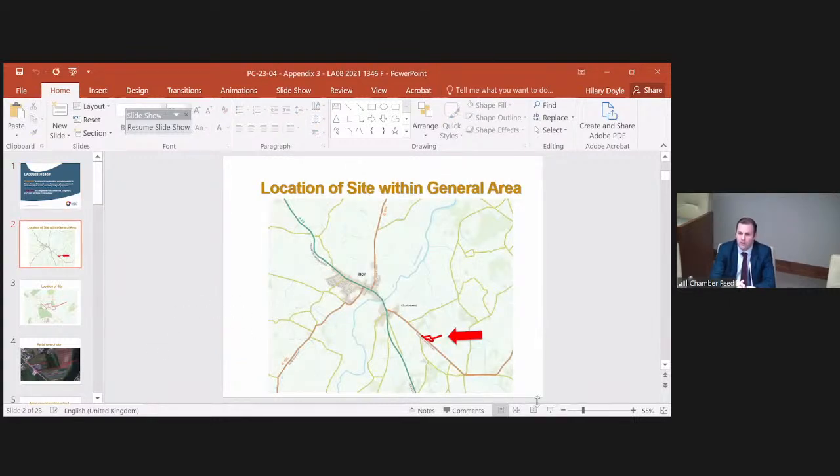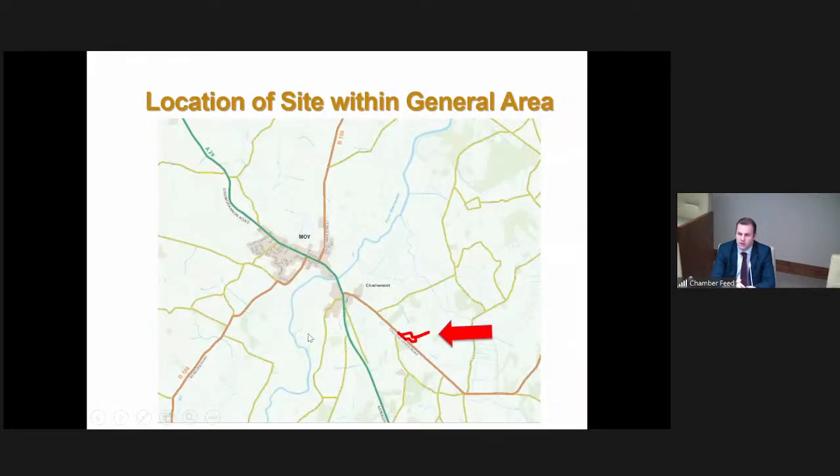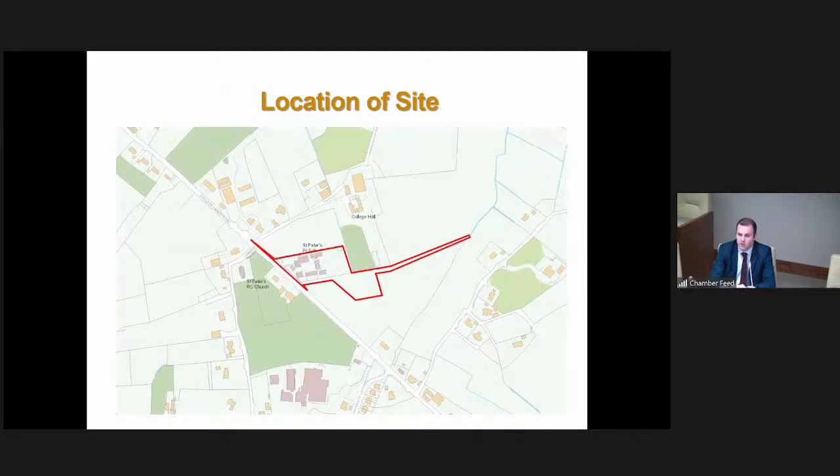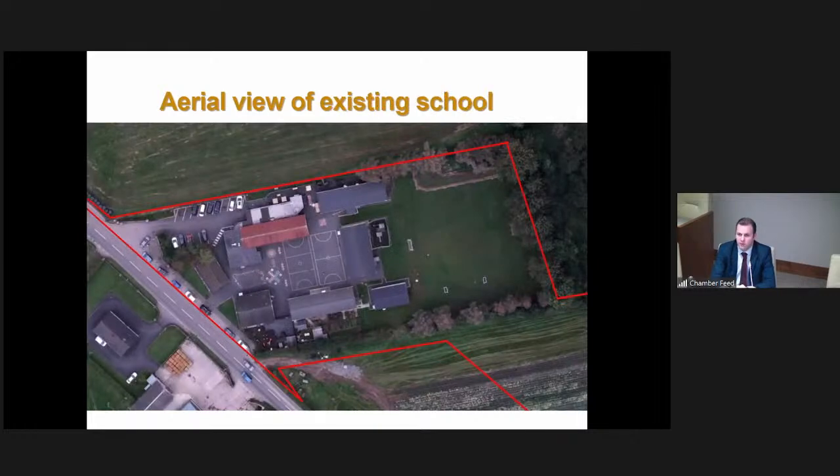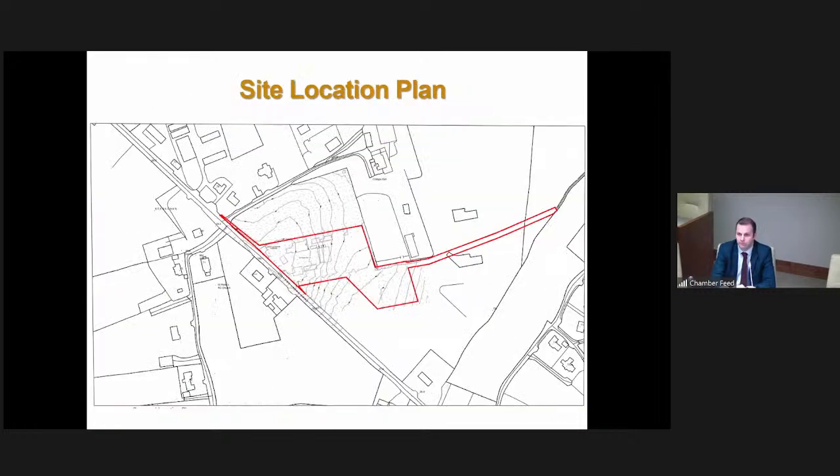Okay, so this slide then just shows the location of the site within the general area. The site's in College Lands, which is southeast of the Moy and Charlemont. The next slide shows a closer up image of the location of the site. Next slide shows an aerial view of the site. And then the next slide shows a closer up view, so you can see that the main school buildings are predominantly in the west of the site towards the College Lands Road, and the grass play area is to the east of the site. So it's just the site location plan.